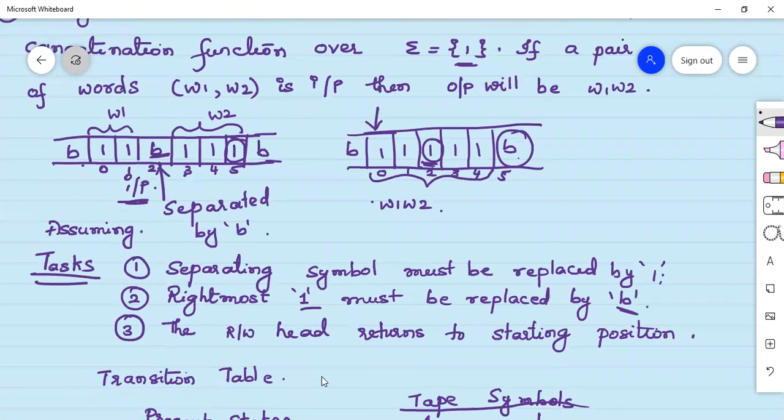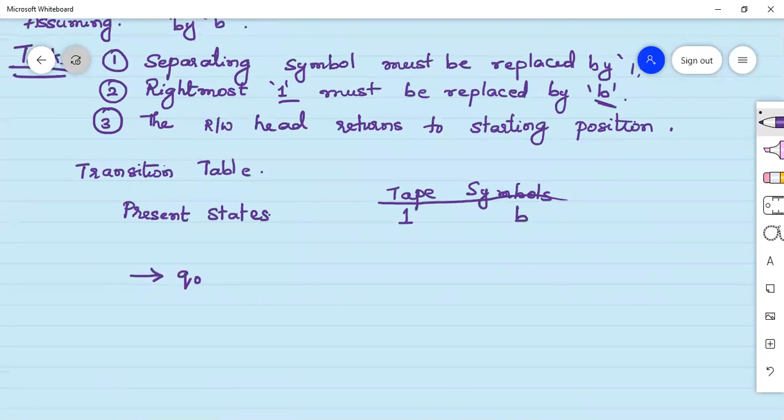Okay. So Q0, what will I do here? You see, whenever I get one, I just move towards the right, isn't it? There's no other action required. It is the same action that I'm going to do for every one. So in Q0, when you get one, all that you do is move towards the right. I am not replacing anything. I'm not doing anything extra. So I'll keep it as state Q0 itself.